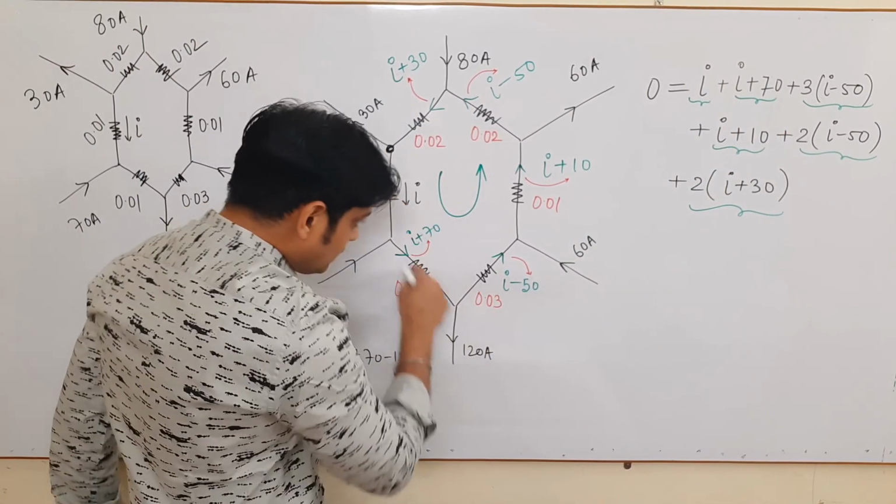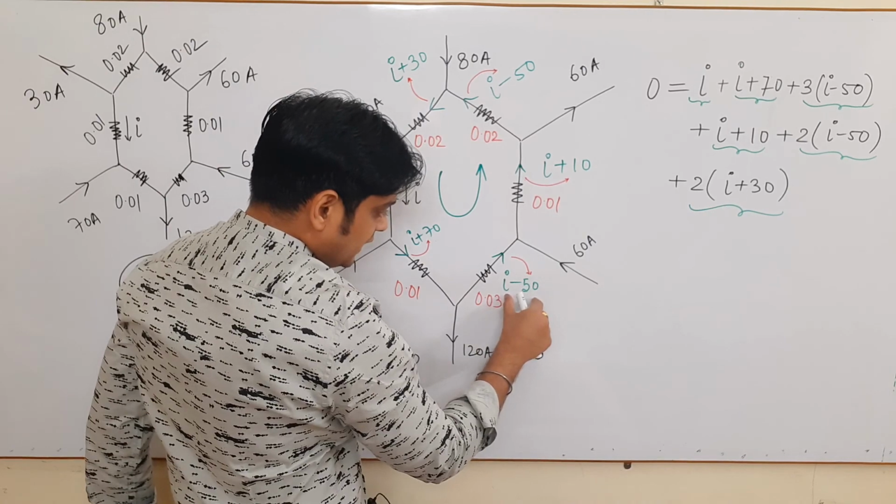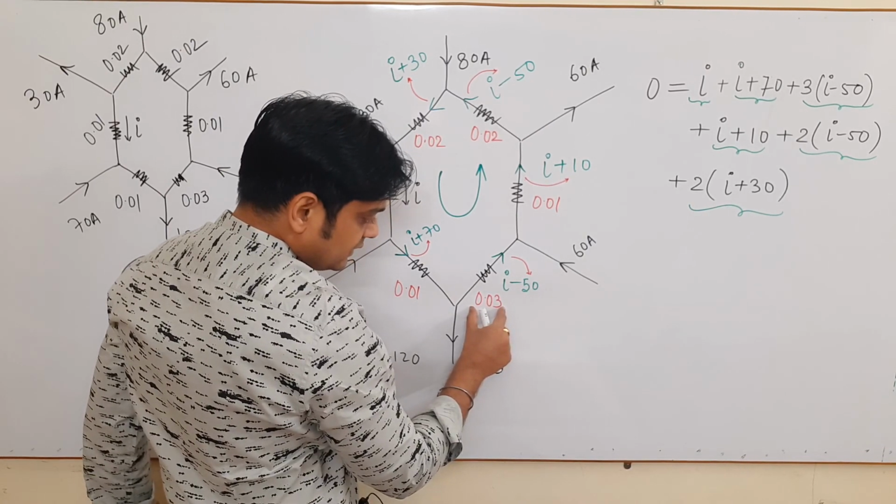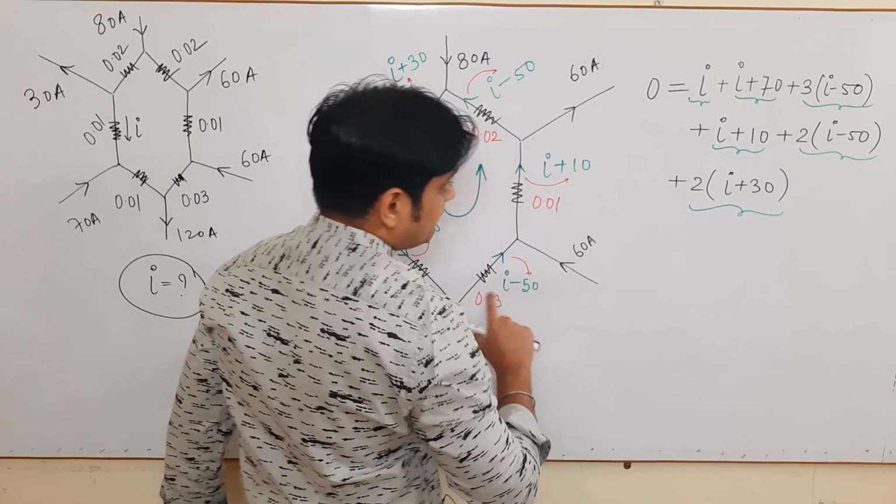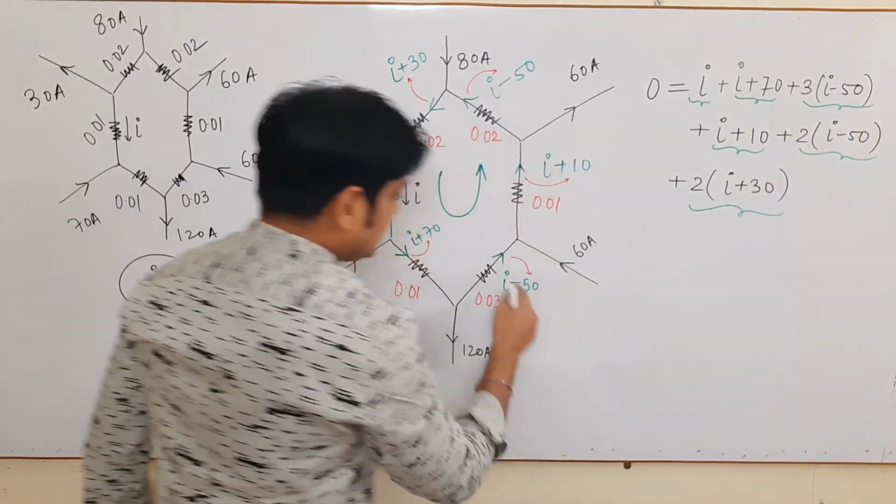Now come to here, we are moving in this fashion. Now come to here, it is I minus 50, but here the resistance is 3 ohm, because we have multiplied by 100. So it is 3 into I minus 50.